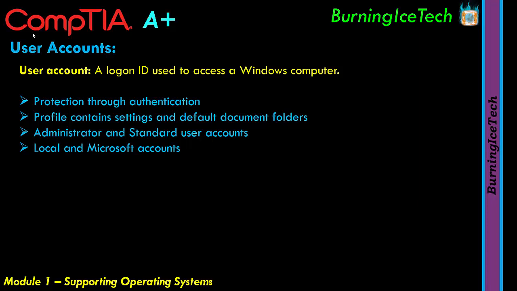Point 2 is profile contains settings and default document folders. So when you log on, your account contains a profile which has unique settings, unique documents and all that. This is normally applicable if you are sharing a PC. If you're logging on to your account on that PC, you will find your documents and your settings, and if the other user logs on, same story. Point 3, administrator and standard user accounts. Now, if you're using a normal Windows 10 machine and you're the only user, chances are you are most likely an administrator. Administrators generally have full access to that machine.